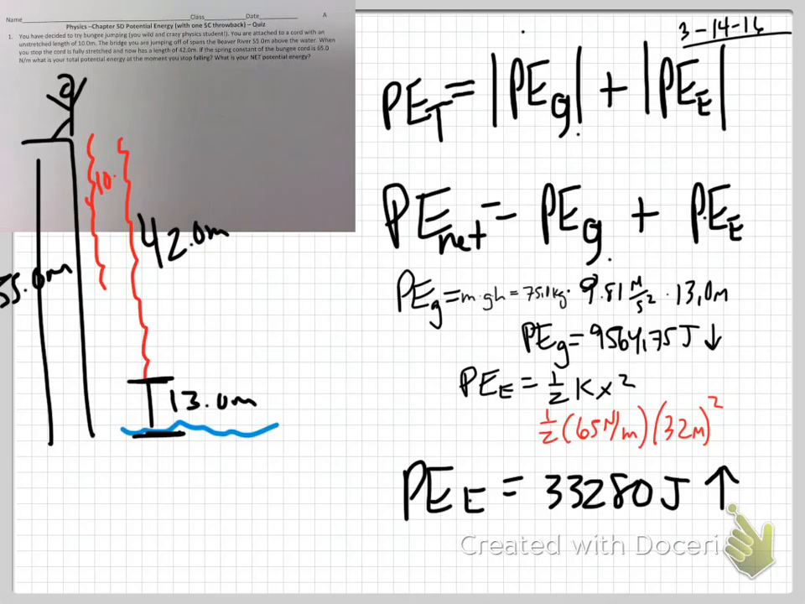So for our total, we're just adding the two magnitudes, regardless of sign, and we get 42,844.75 joules.